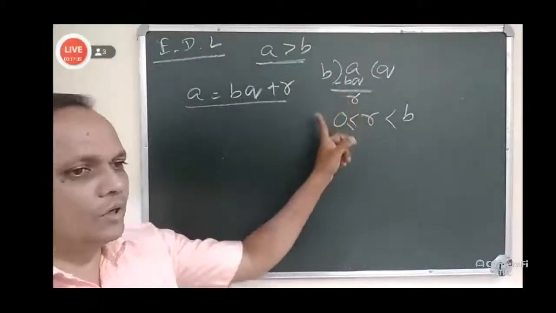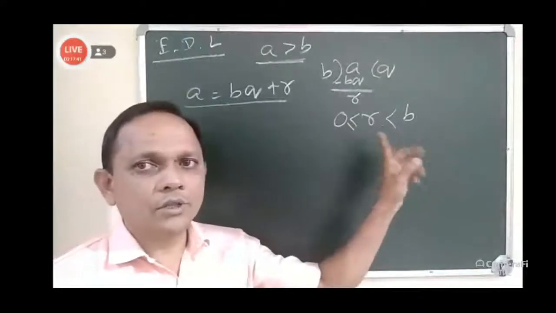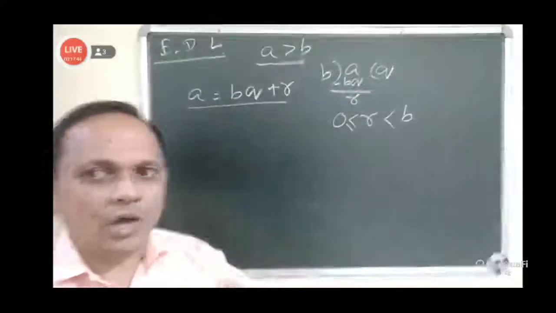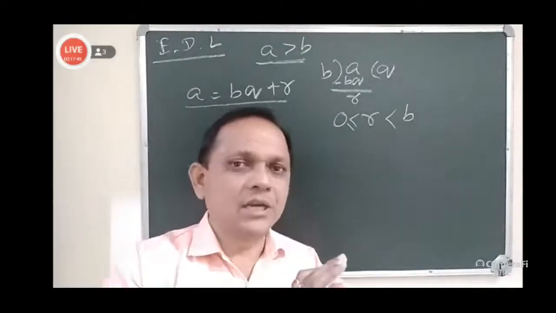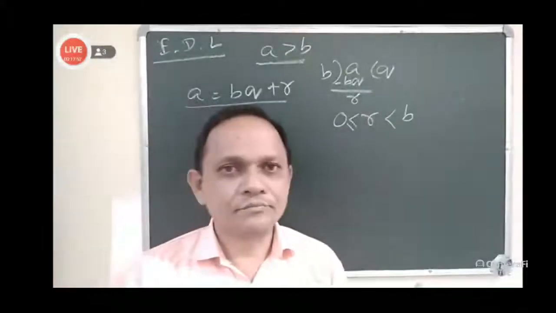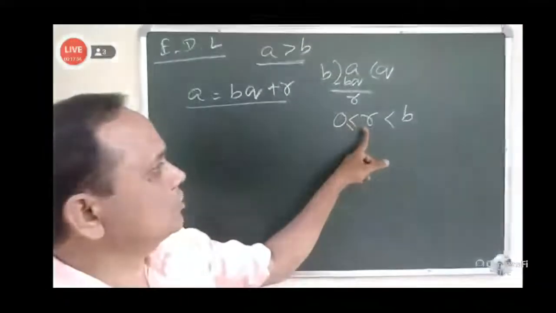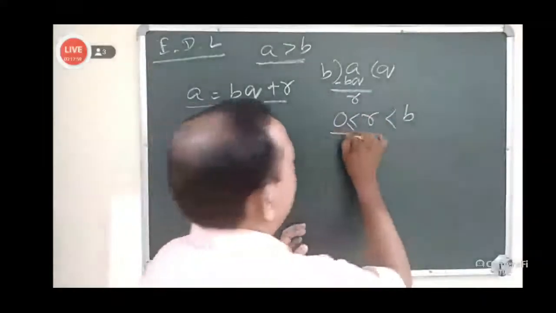That means the remainder may be 0 or greater than 0. R may be equal to 0, or 0 is less than R, so R is a non-negative integer. So 0 is less than or equal to R, less than B. This is a very important factor.